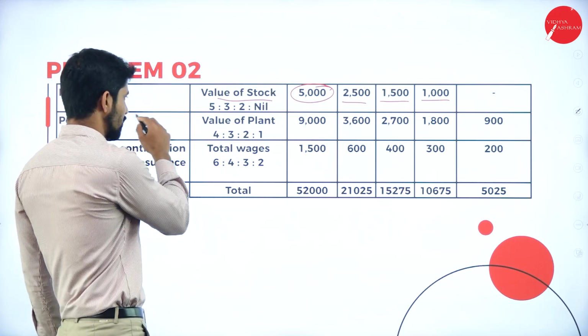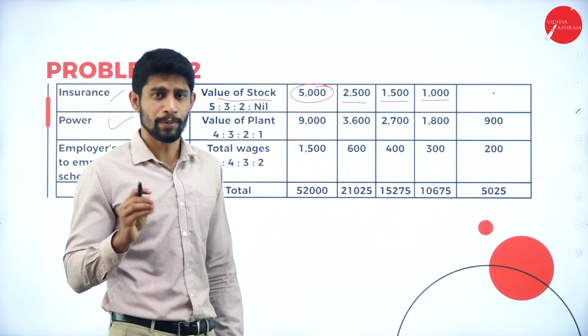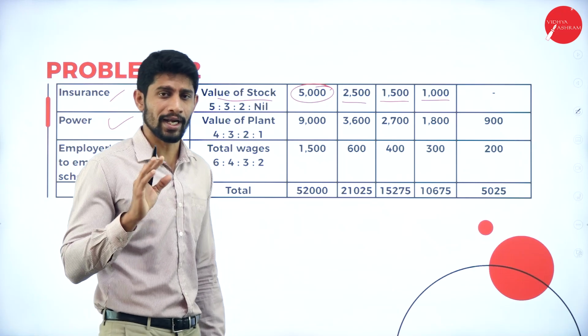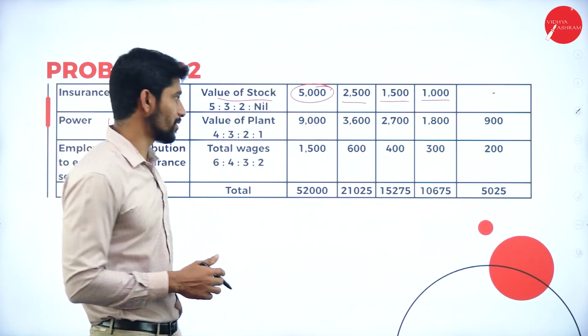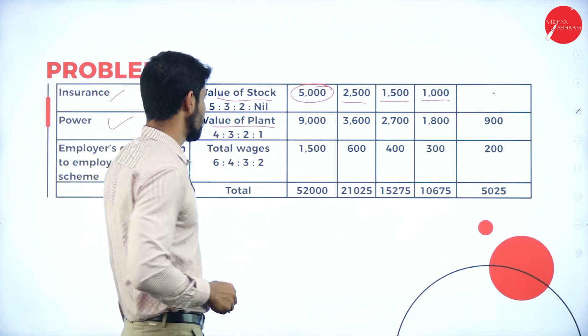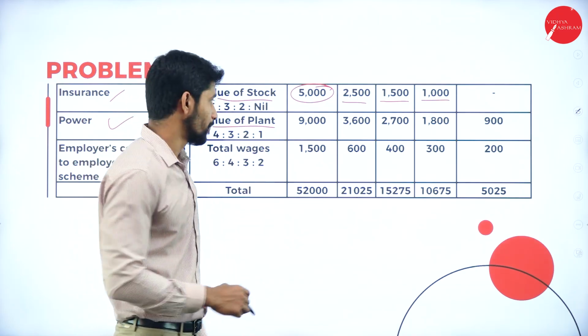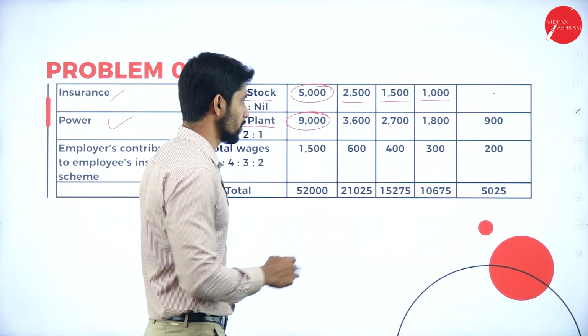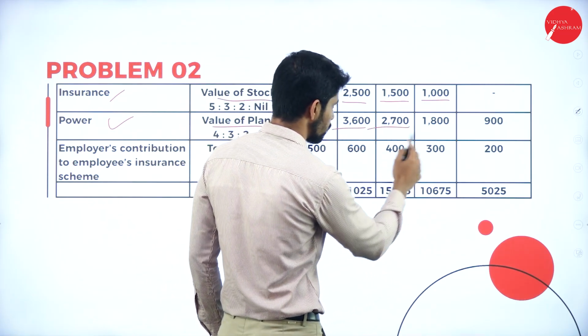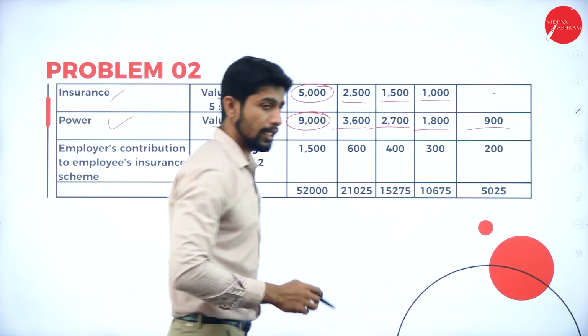Next one is power. So power is always based on HP, that is horsepower per hour. But if it is not given, then consider the power based on the value of the plant. So what is the value of the plant? 4 is to 3 is to 2 is to 1. So total power is 9,000. So 3,600, 2,400, 1,800 and 900.